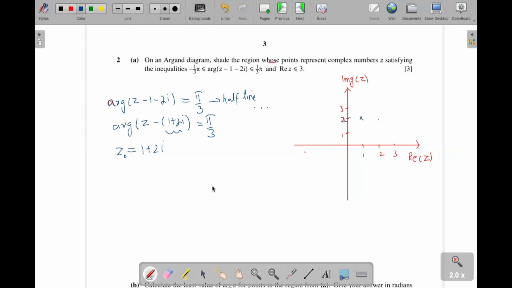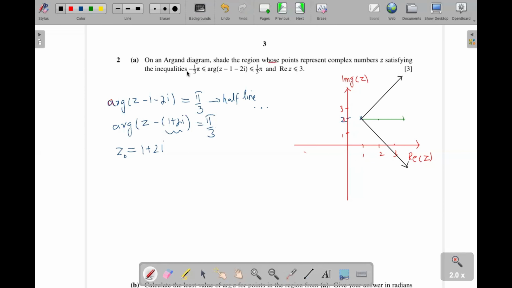You see here, now we draw a half line here. Here the argument of z minus (1 plus 2i) is equal to pi over 3. Now we take the angle pi over 3 and we draw a vector. This is the pi over 3 vector. And the same here is negative pi over 3. We mention negative pi over 3 here.